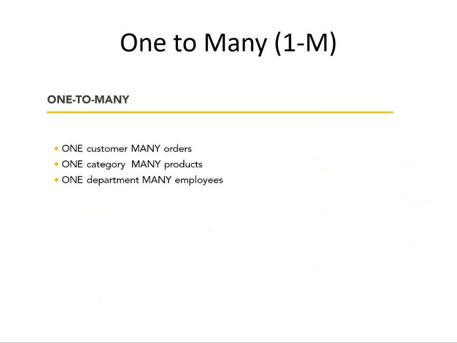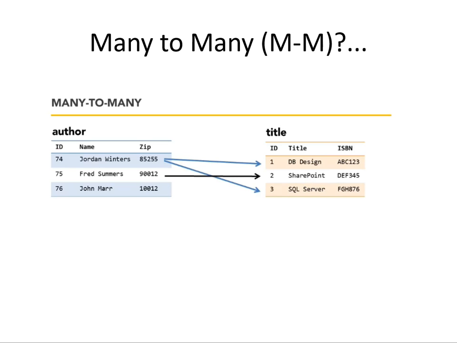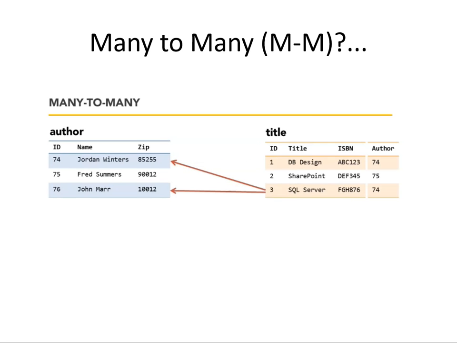So, one-to-many relationships: one customer can have many orders, one category, many products, one department, many employees. We also have situations where we have many-to-many relationships. For instance, one author can have many titles. Correspondingly, one title could be written by several authors. And how do we represent that in a relational database management system? One way would be to say, well, I could list the author ID over here, 74, 75, 74.